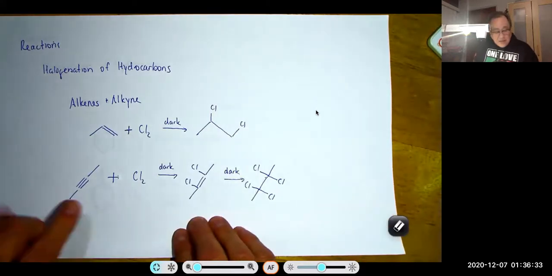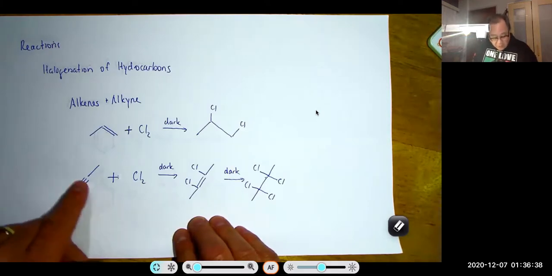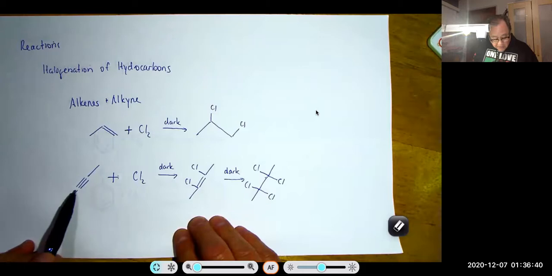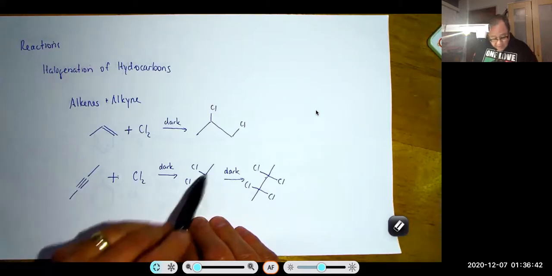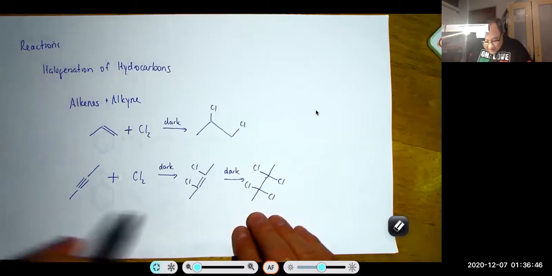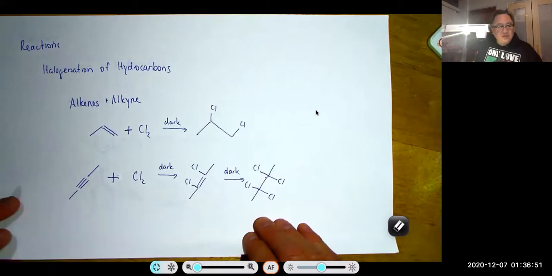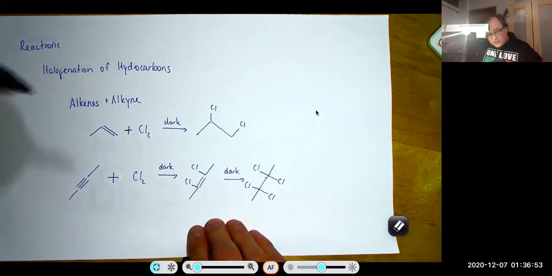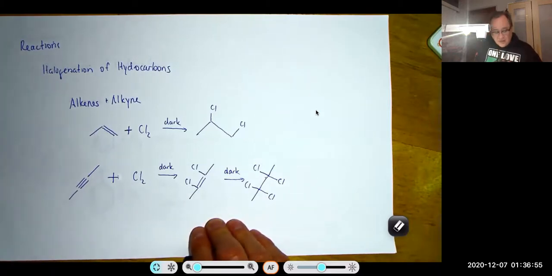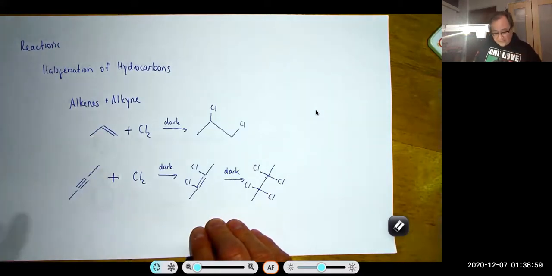Same thing happens for alkynes. So you'll notice that I have a triple bond here. One chlorine adds to this carbon and one adds to this, and we get rid of a double bond, or a pi bond. And then we have a double bond here, so this can react and we get that. So the deal is that this particular reaction reacts with pi bonds. For every pi bond, 2 chlorines add.